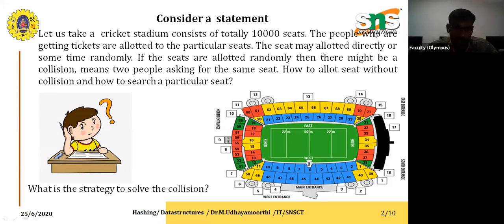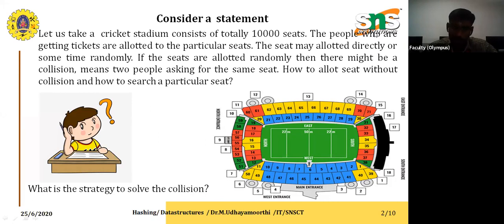We can solve the problem like this. Simply listen. The problem is, there is a cricket stadium which consists of 10,000 seats. We are going to allot the seats for different numbers of people. Let us say 5,000 people are going to visit the stadium. You have 10,000 seats, and you are going to allot the seats to each and every person in a random manner.